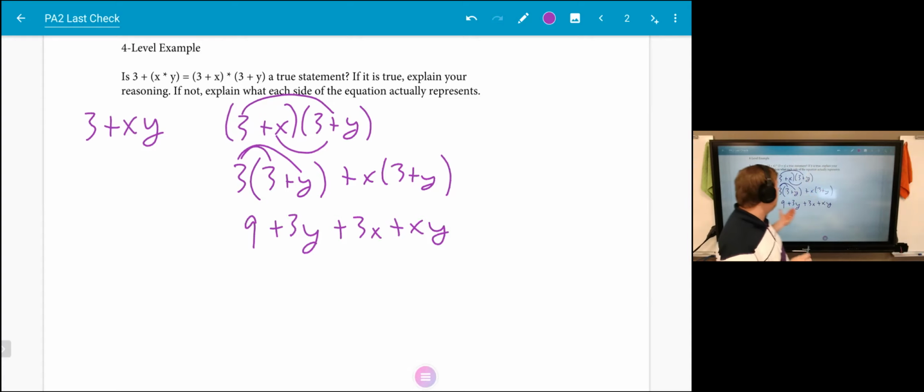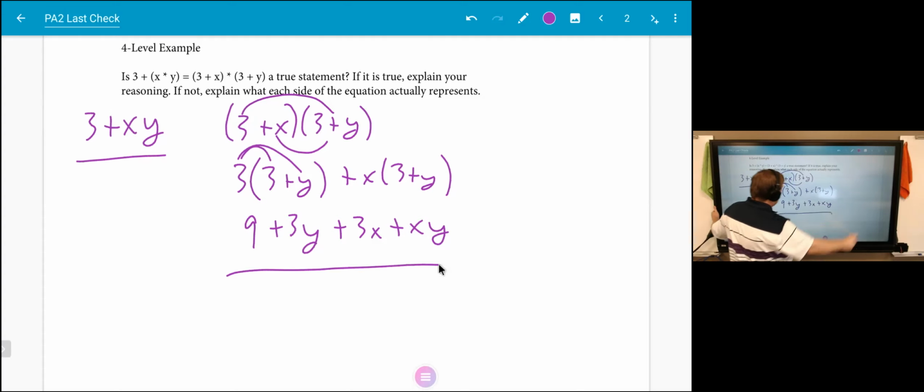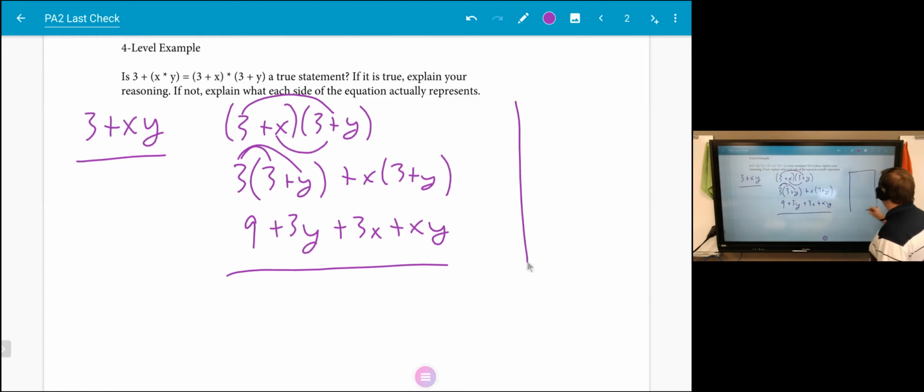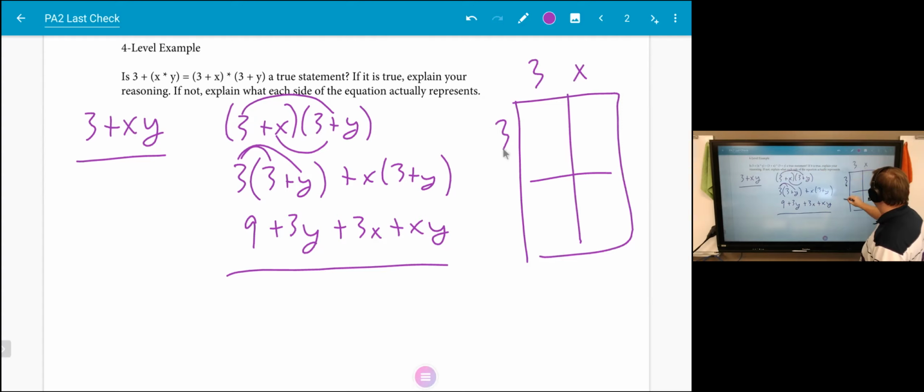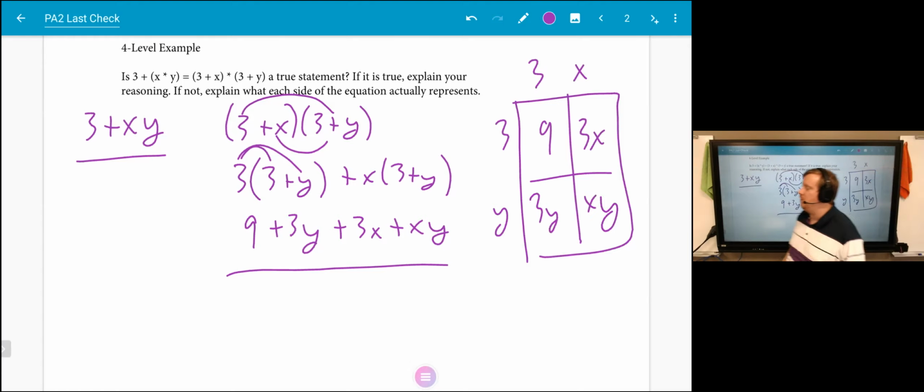So we've just proven that no, it does not work because the left-hand side gives us 3 plus xy. The right-hand side gives us that big long thing. And again, don't forget the box method. You could have thrown this in a box, right? 3 plus x, 3 plus y, 9, 3x, 3y, xy. Get the same thing as you do here.